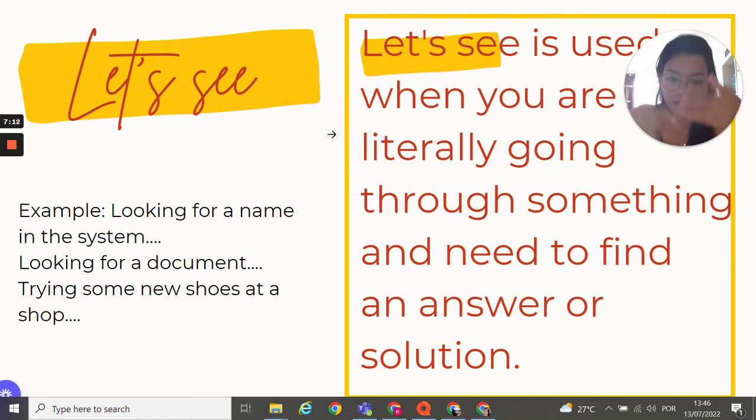Or I'm looking for a document. Okay, let's see. Where is it? Or trying some new shoes at the shop. You are trying them on. You want to see how you look wearing them, and you say, let's see. It's a way of saying, okay, vamos, né? E aí, vamos ver. Vamos ver isso aqui. It's something that you say when you are literally doing something. You are looking for an answer. You are looking for something, and you say, let's see.